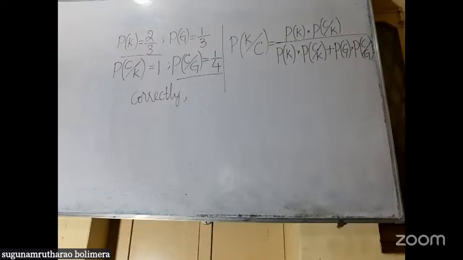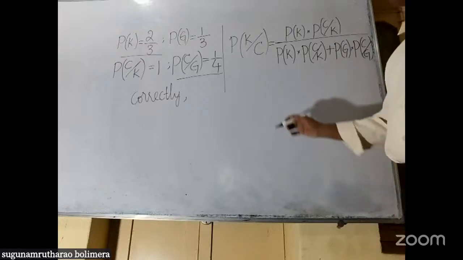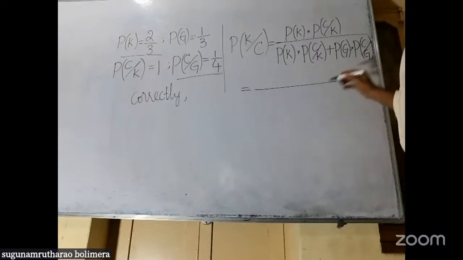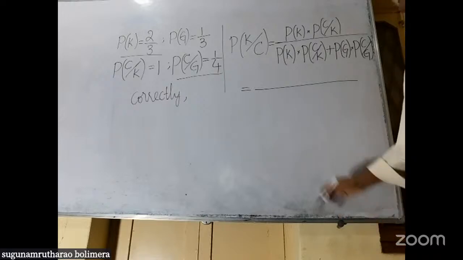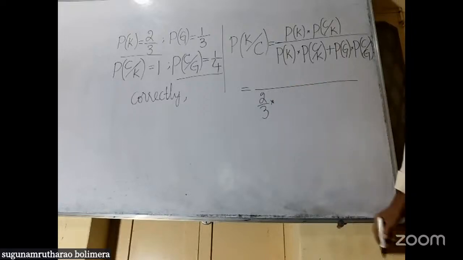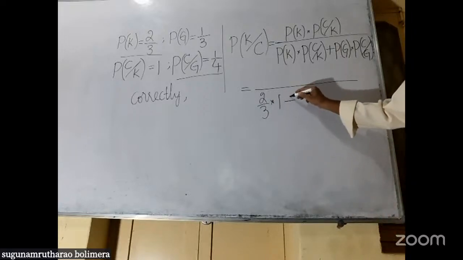Correct answer when he knows. This is equal to... Write the answers quickly. Write the values. Tell me the answer. 2/3. Say correct when he knows 1.